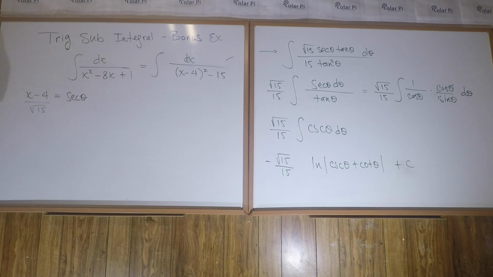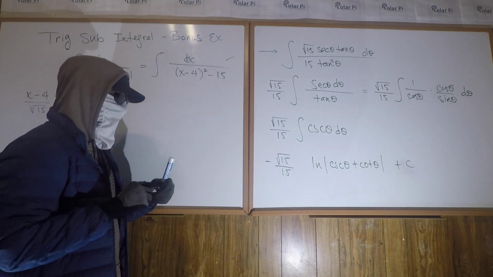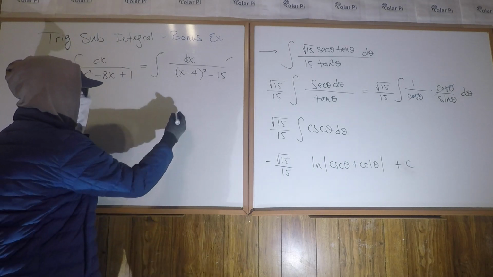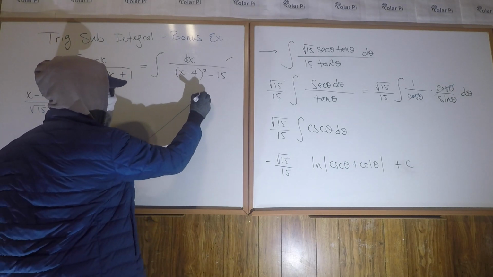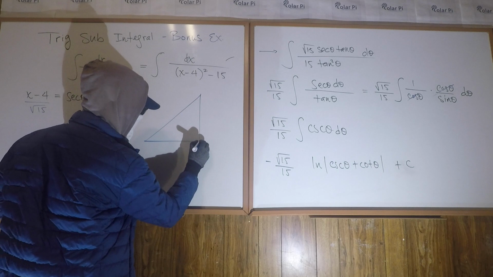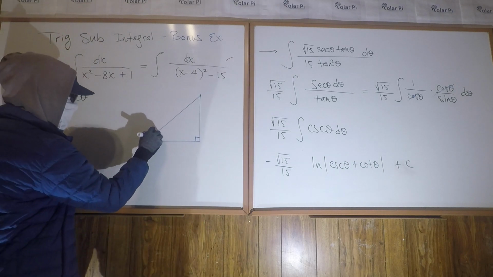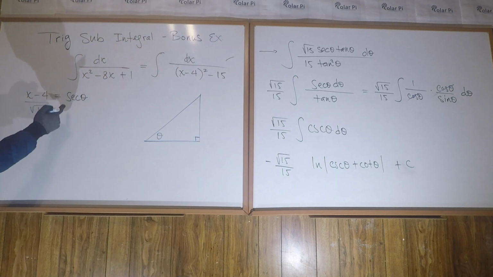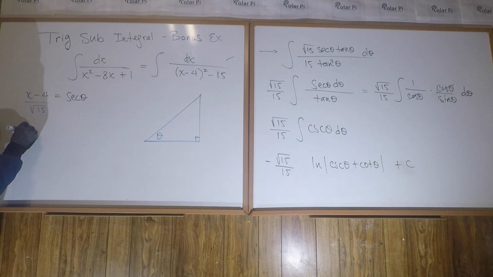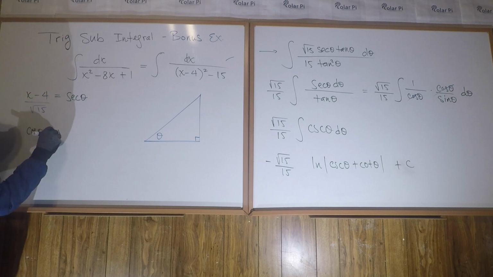All right, cool. So then what happened is that there is a triangle right here, and it's a right triangle, so we could do trig on it, and this be theta, and I need secant theta to be x minus 4 over root 15. That means since secant is the reciprocal of cosine, I want cosine theta, if that's easier for you, to be root 15 over x minus 4.